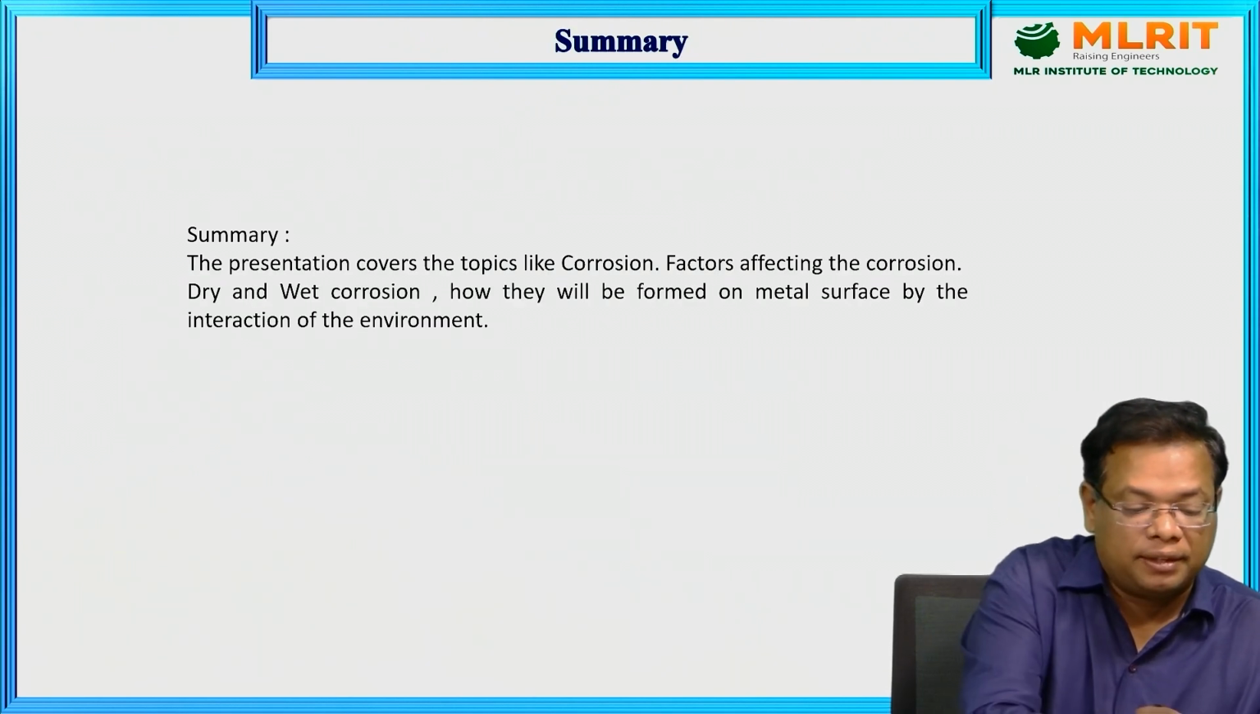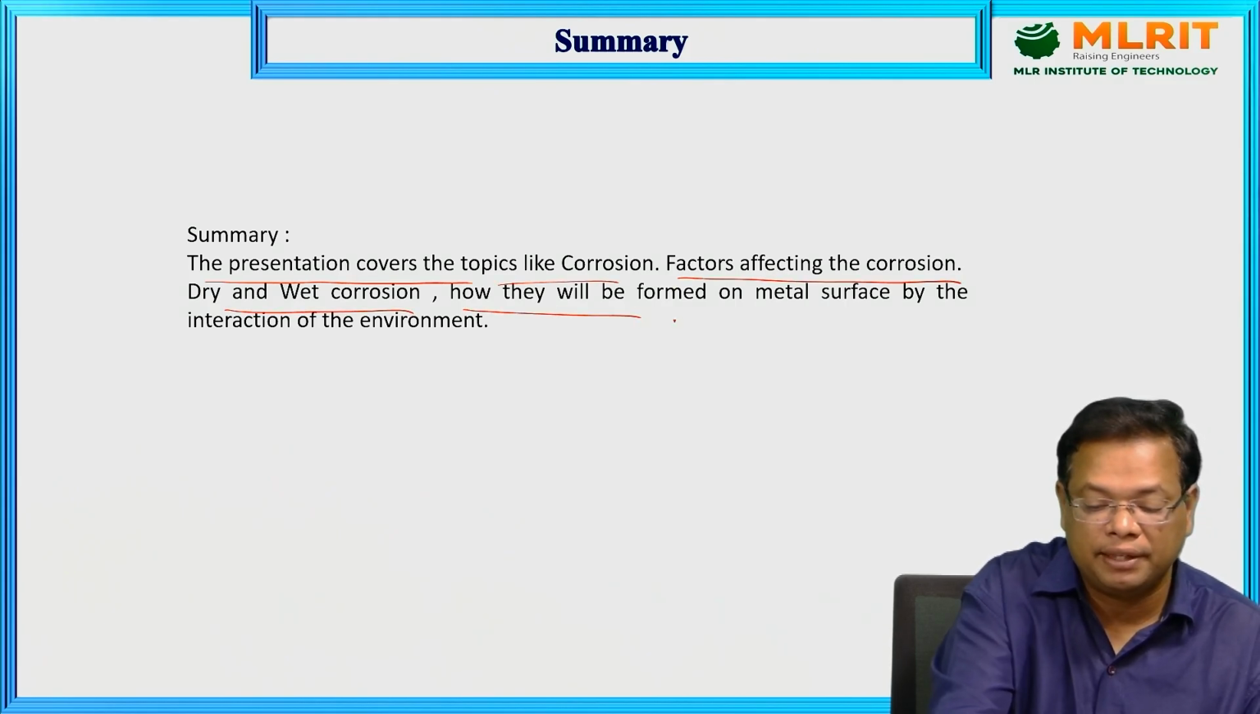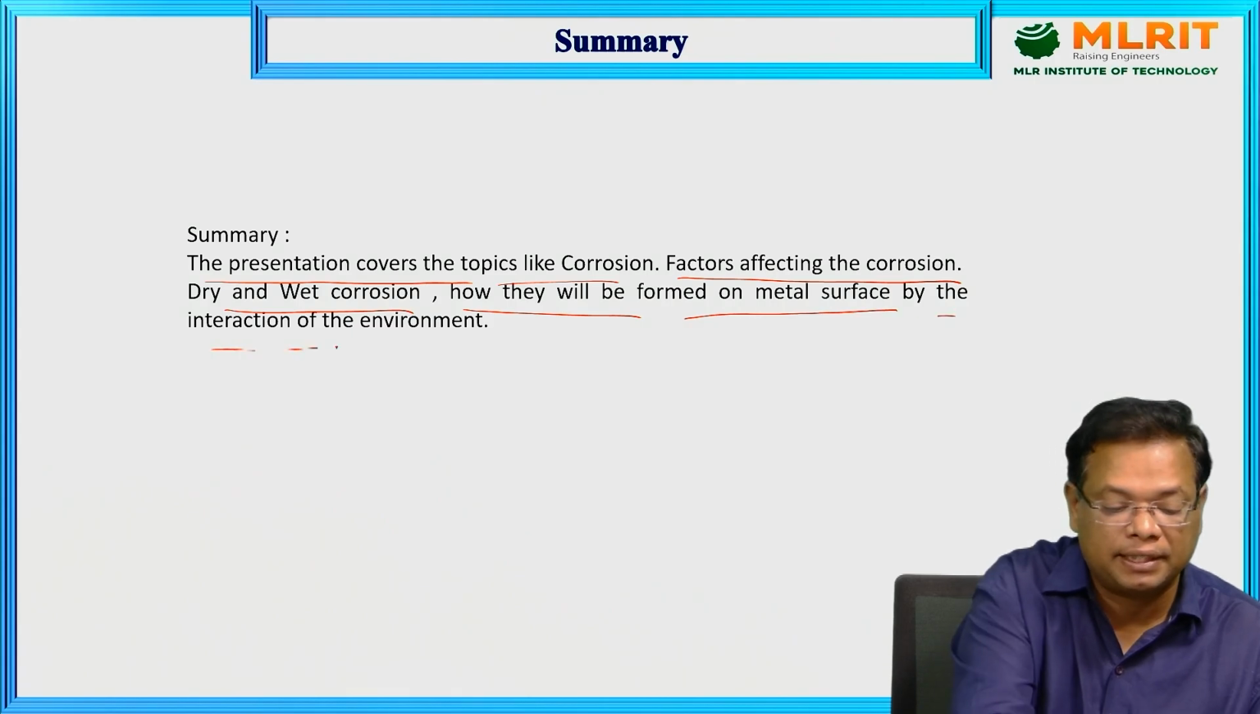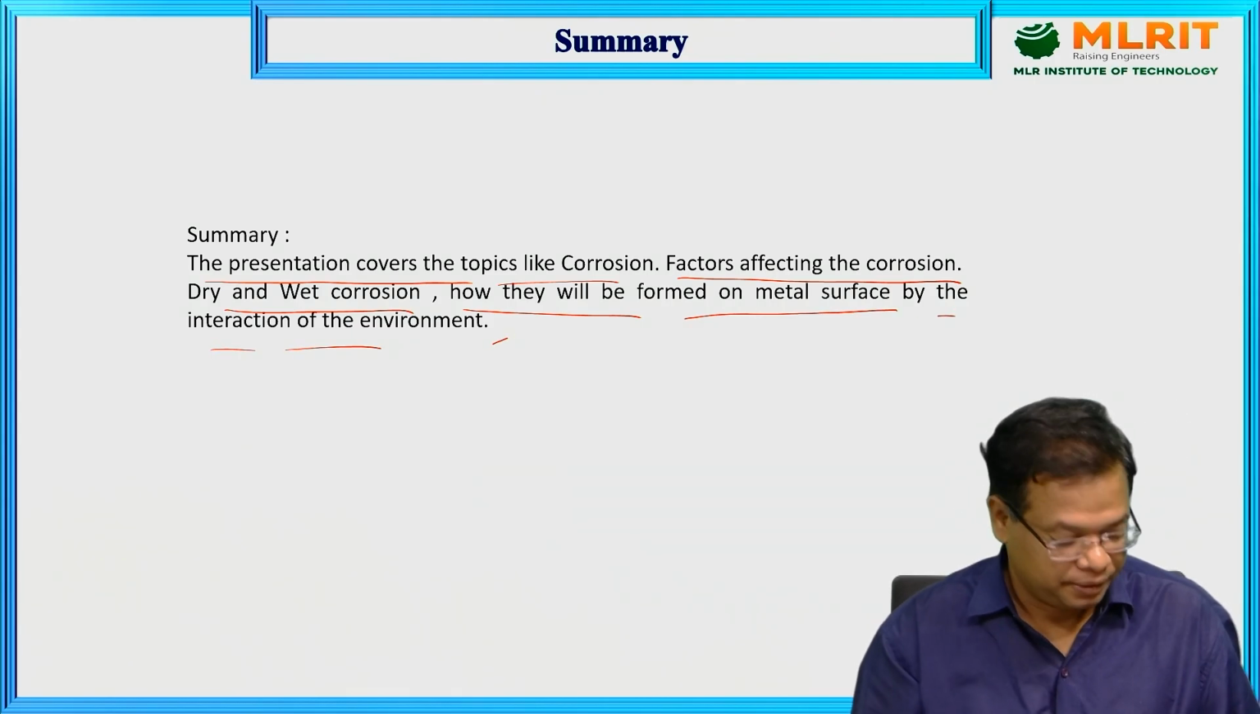Summary. The presentation covers topics like corrosion, factors affecting the corrosion, and dry and wet corrosion, and how they are formed on the metal surface by the interaction of the environment. So this is the summary of this topic.